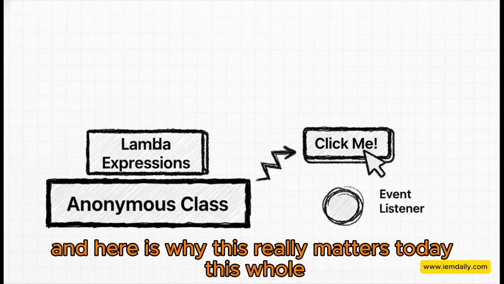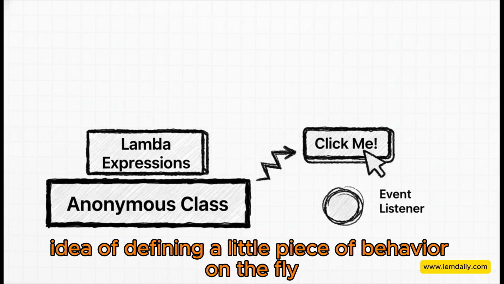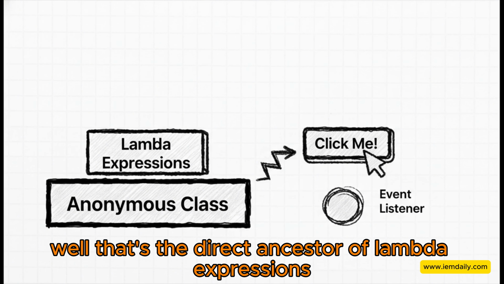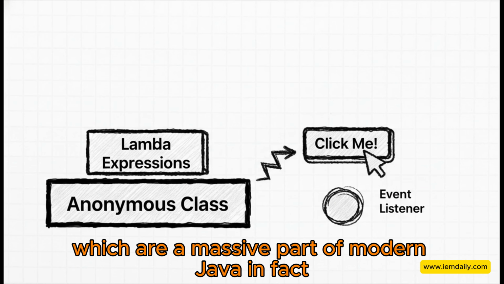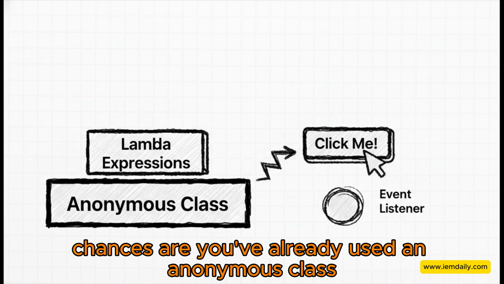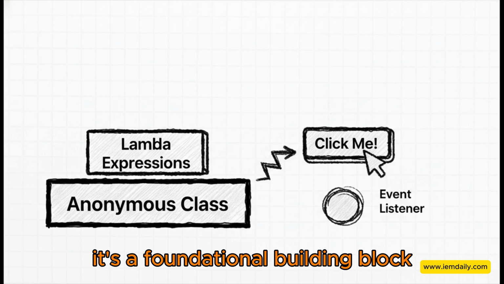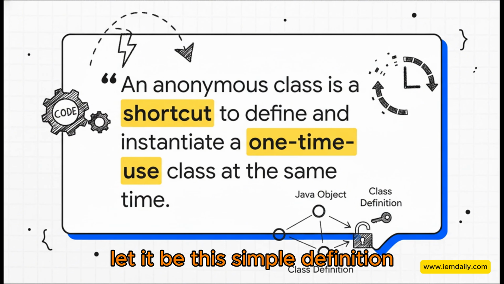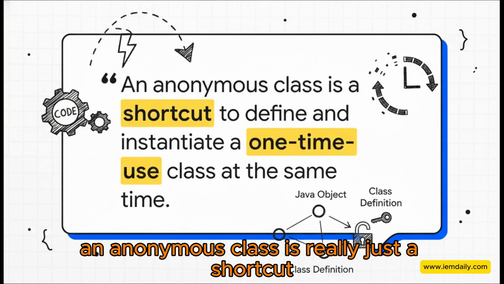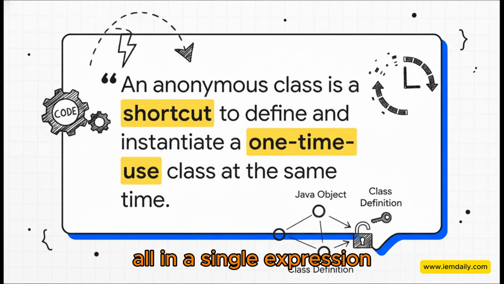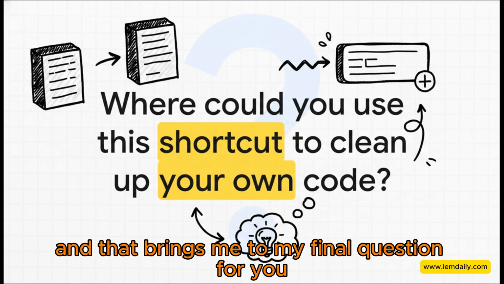And here is why this really matters today. This whole idea of defining a little piece of behavior on the fly, well, that's the direct ancestor of lambda expressions, which are a massive part of modern Java. In fact, if you've ever written an event listener for something like a button click in a UI, chances are you've already used an anonymous class, and maybe didn't even realize it. It's a foundational building block. So if you're going to take away just one thing from all this, let it be this simple definition. An anonymous class is really just a shortcut. It's a clean, quick way to define a one-time use class and create an object from it, all in a single expression.